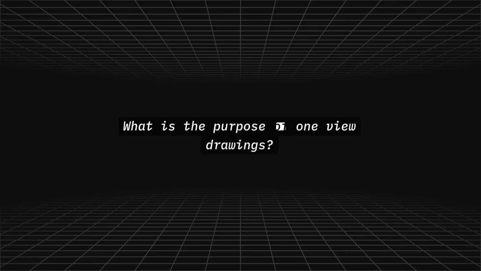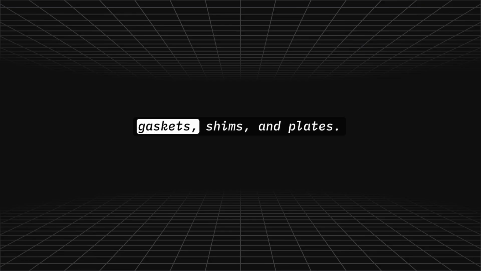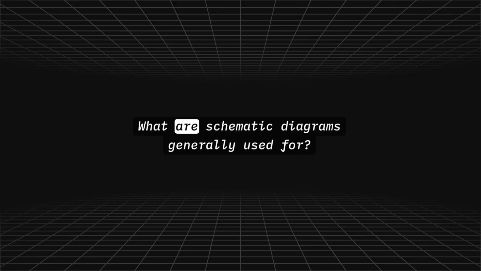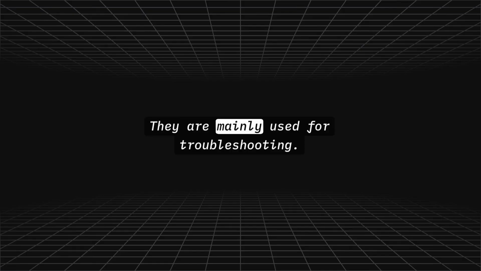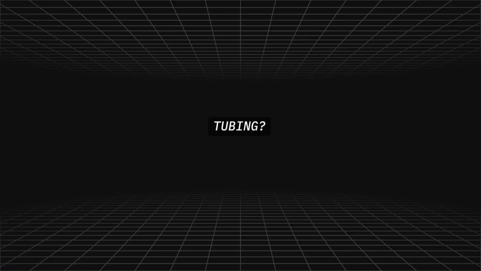What is the purpose of one-view drawings? They are used for objects of uniform thickness, such as gaskets, shims, and plates. What are schematic diagrams generally used for? They are mainly used for troubleshooting. What property is essential for metals used in making wire and tubing?